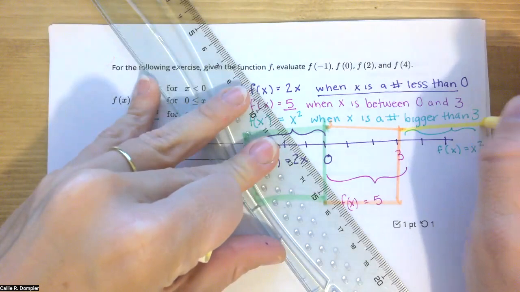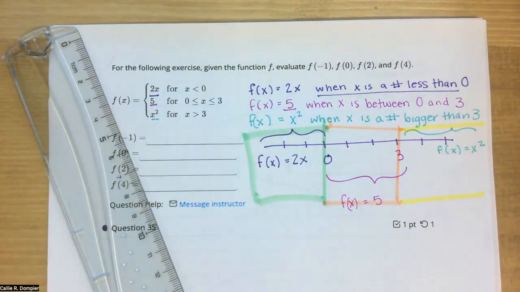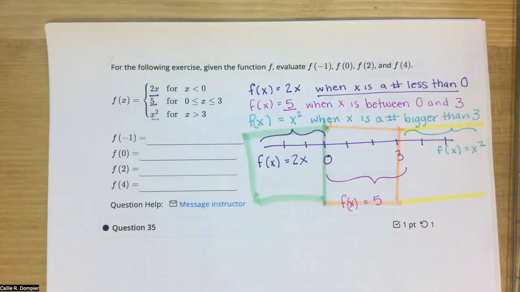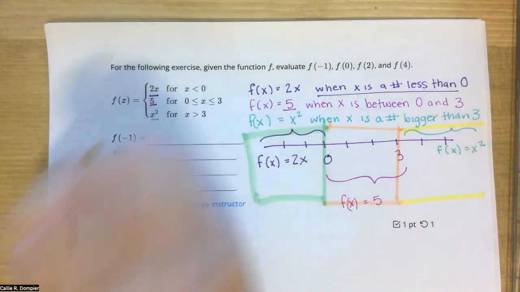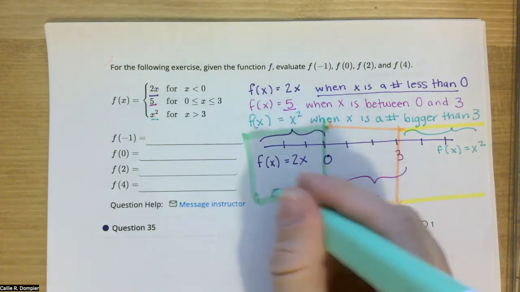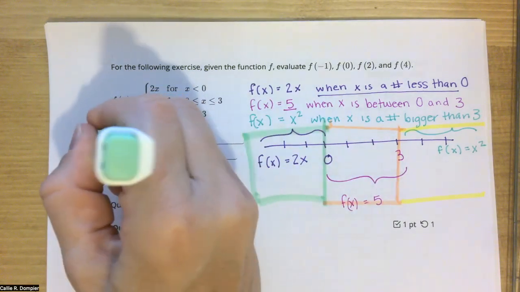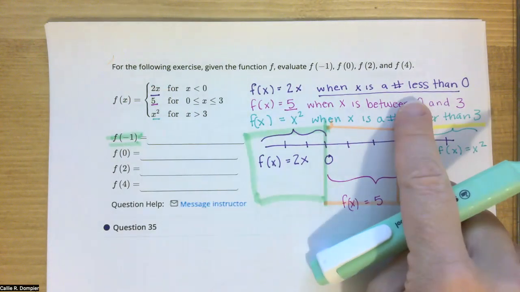And then we've got this category for any number bigger than 3. Okay, so each one has their own equation. Start by deciding what -1 is. -1 is this group right here, right? Because -1 is less than 0.